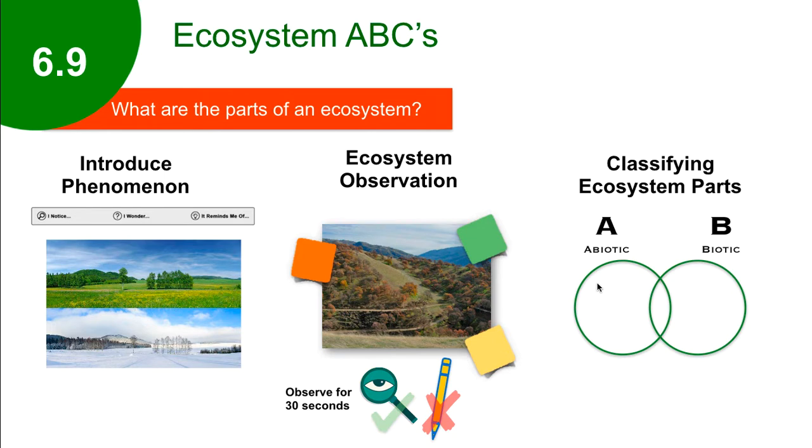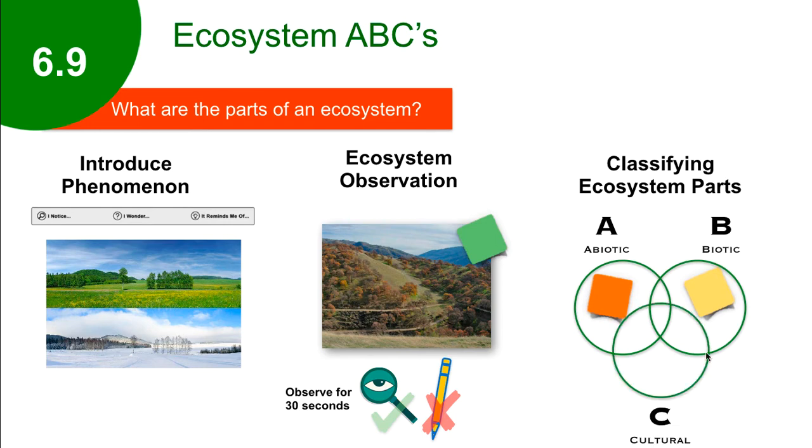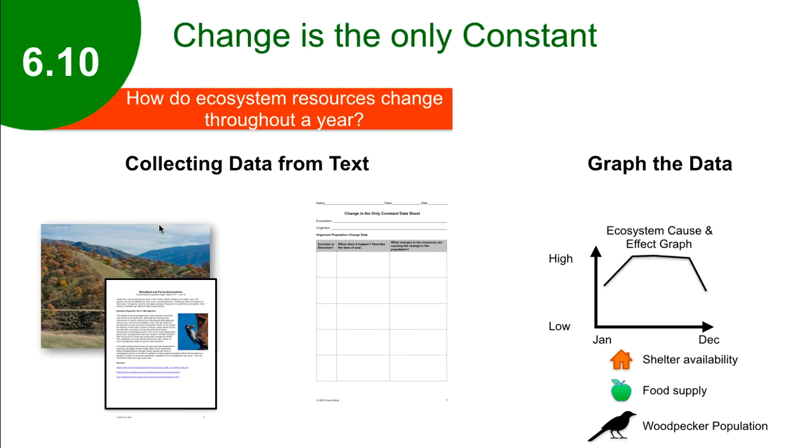We'll then introduce the common categories used by ecologists of abiotic and biotic factors and get the students to move their ideas into those categories. When they feel like some things just don't quite fit, we'll add a third category of cultural features related to humans, A, B, C. For each image in the Ecosystem Images presentation, there's actually a corresponding text about a year in the life of an animal that lives there, and that will be the focus for lesson 6.10.